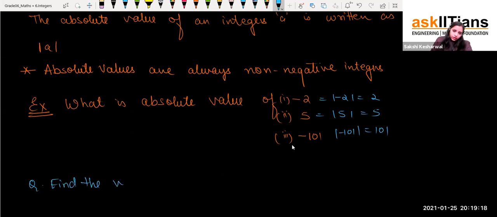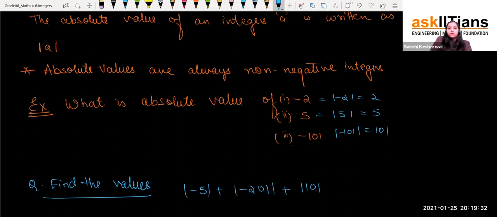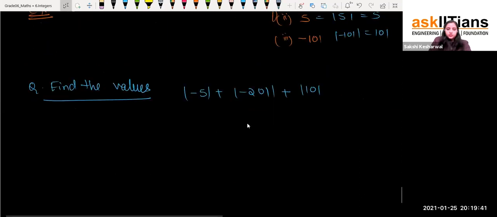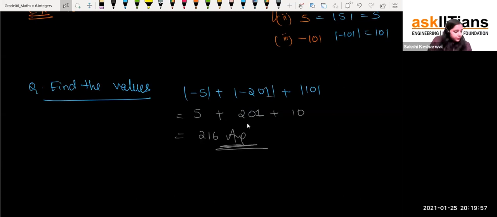Now I can give you a value to find. I'll give you one simple question. What is the value of -5 plus the absolute value of -201 plus 10? Just give a thought process. What will be your answer in this scenario? So this is 5, with the plus sign, and this will be 10, like 201, my bad. So 201. So the overall value will be 216, right? 216 is your answer. That's it. Yes or no?